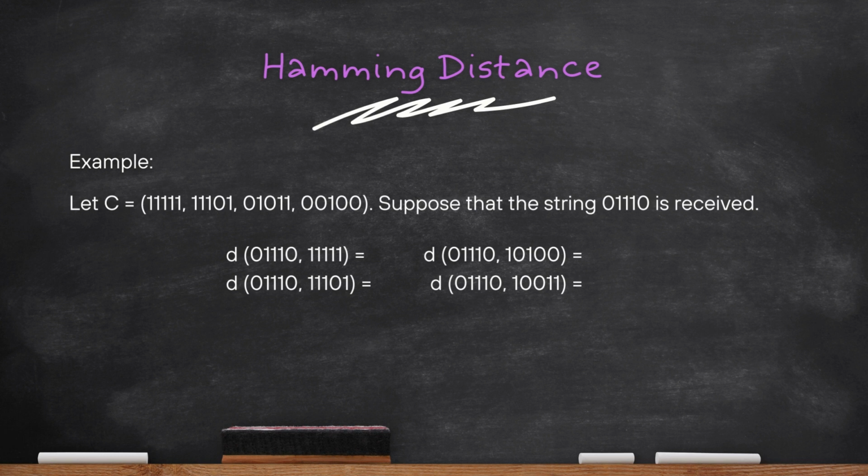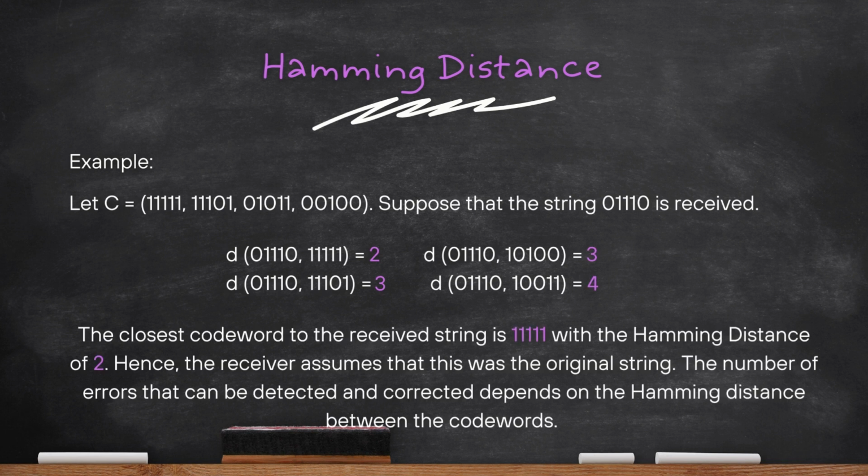First we have D of 01110 and 11111, which is equal to the Hamming distance of 2, since they differ in 2 bits. Next, we have D of 01110 and 11101, which has the Hamming distance of 3, since they differ in 3 bits. Now we apply the same method for the next bit strings, and we should be able to get the Hamming distances of 3 and 4 for them. So the closest code word to the received string is 11111, with the Hamming distance of 2. Hence, the receiver assumes that this was the original string.